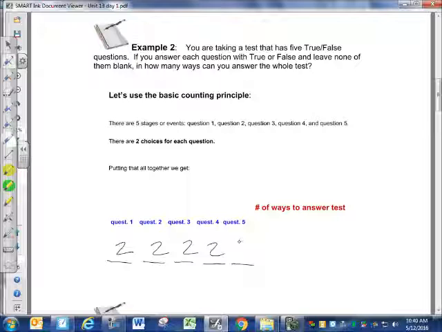2, 2, 2. What's great is that since these choices are all the same, we can combine these and write it as a number to a power. So I have 2 choices 5 times. And 2, 4, 8, 16, 32. That'd be 32 total.